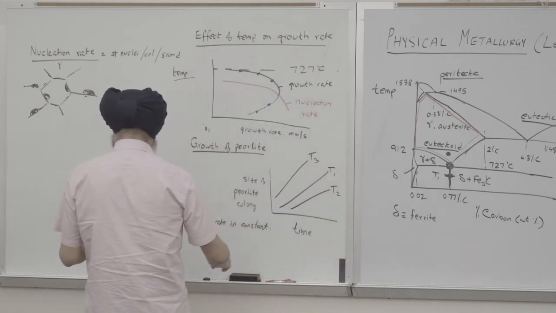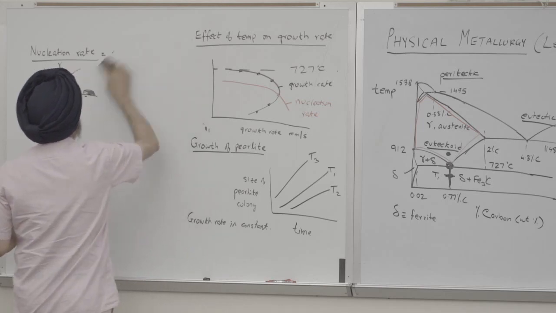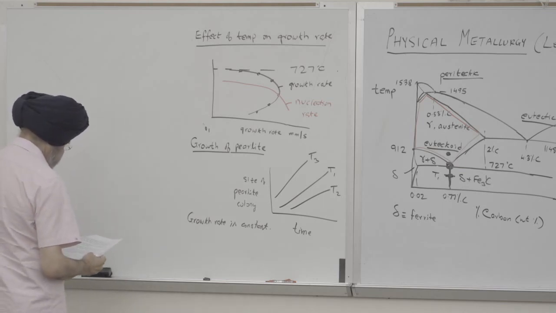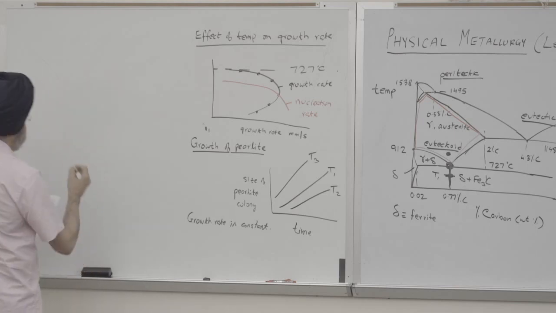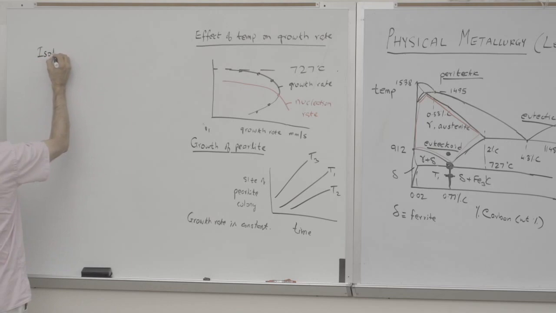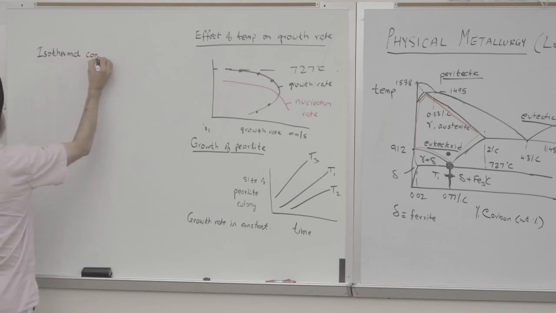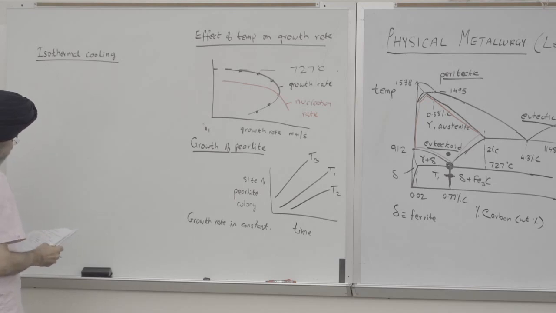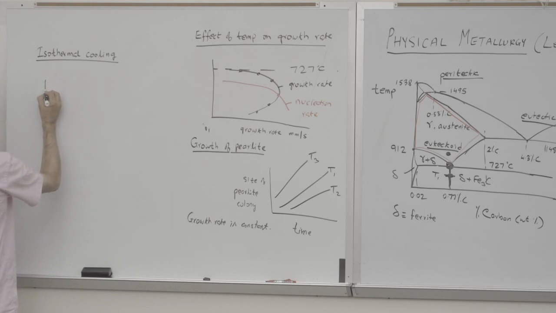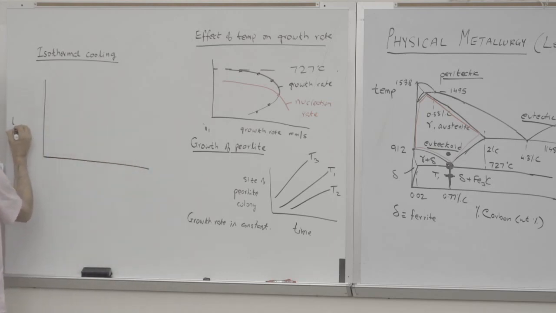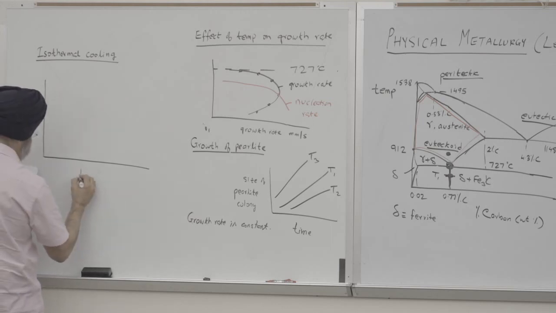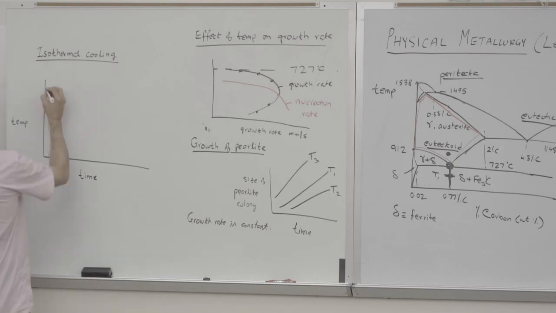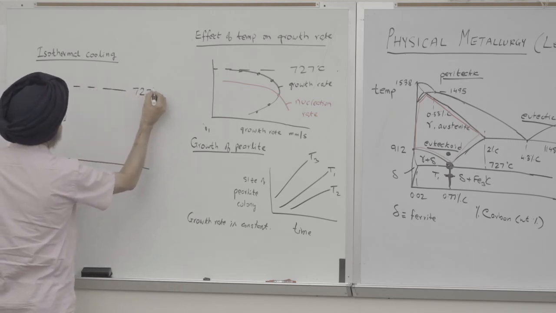So for that, I'm going to draw what I call a cooling curve. Let's see, what do we call the cooling curve? It's isothermal cooling. So basically, I'm plotting a time-temperature curve. There is temperature on the vertical axis and time on the horizontal axis. And here our maximum temperature would be 727 degrees C.